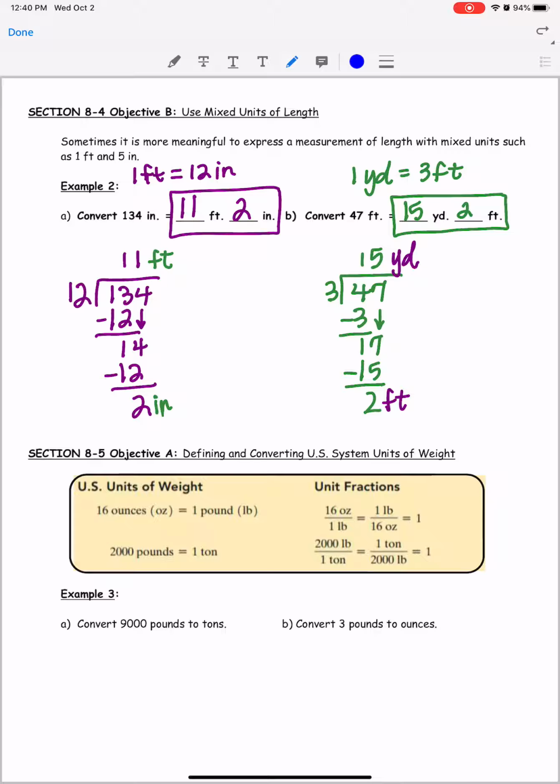So on A here, I'm converting 9,000 pounds to tons. So start with what they gave you. We are starting with 9,000 lbs.